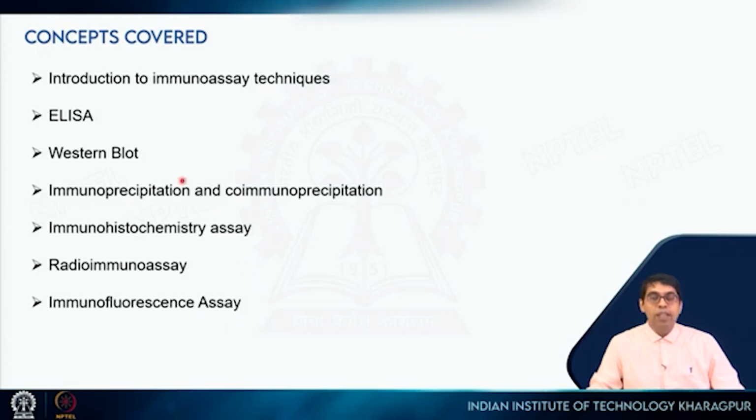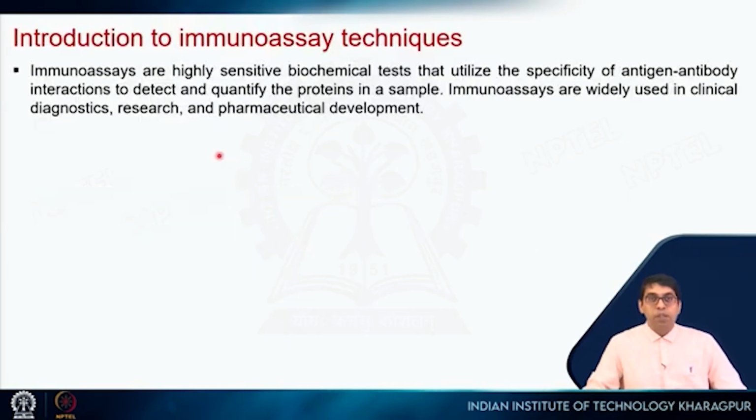You will see that the basic principle for all these assays is very similar, and apart from these there are also many other methods which are variations of them. So, what are immunoassay techniques? Immunoassay techniques are highly sensitive biochemical tests that utilize the specificity of antigen-antibody interactions to detect and quantify proteins in a sample. These techniques use the highly specific and very tight interaction between an antigen and an antibody.